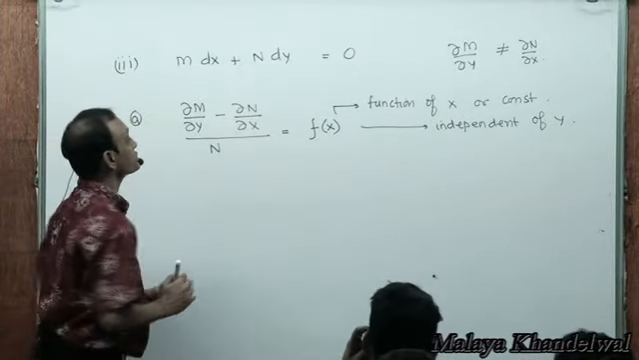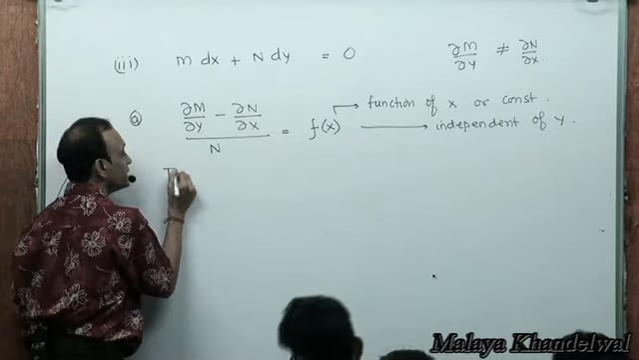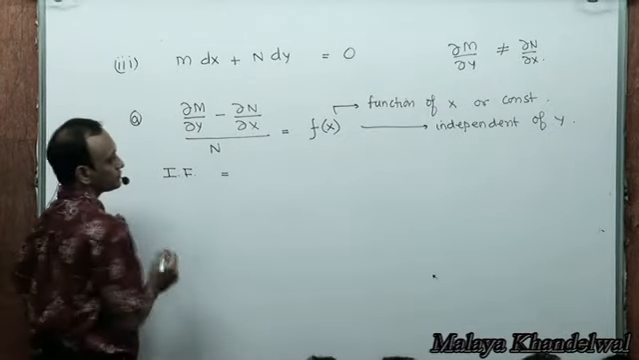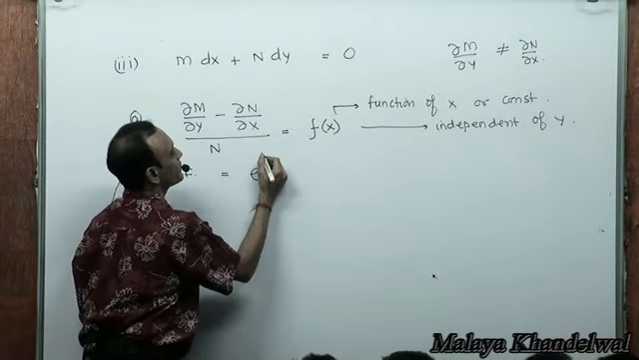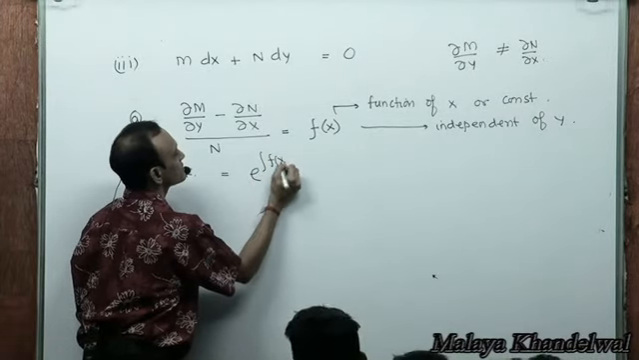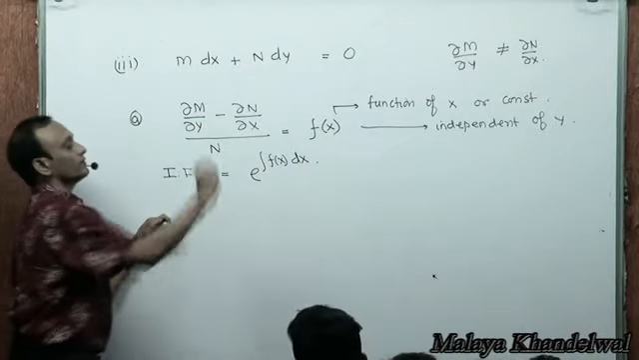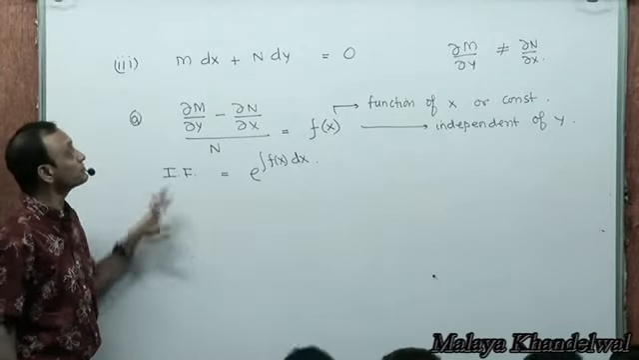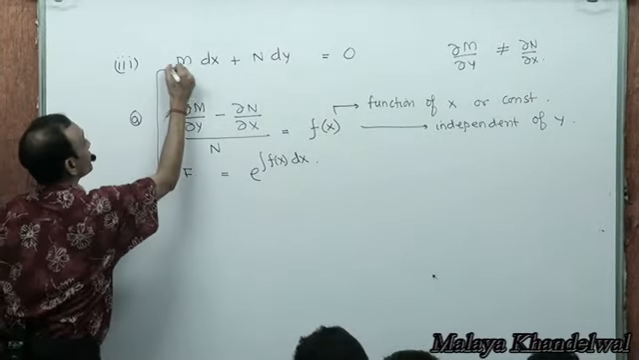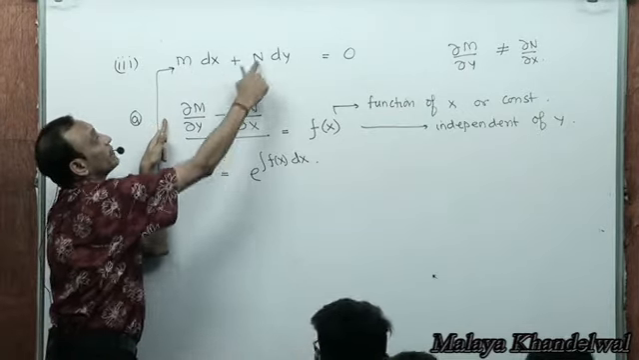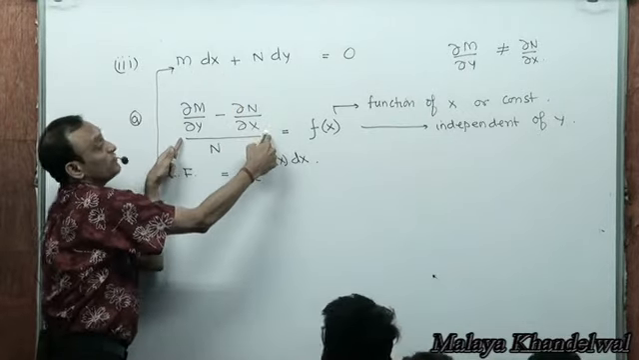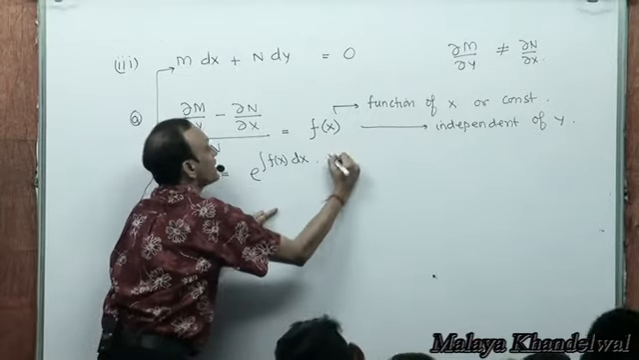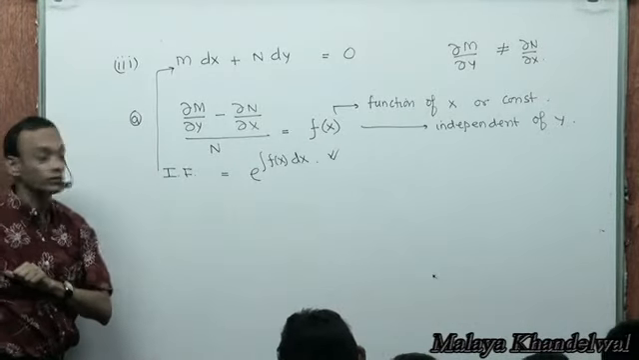Then the integrating factor for this is going to be e to the power integral f(x) dx. Integral f(x) dx is going to be the integrating factor for this differential equation. If (∂M/∂y minus ∂N/∂x) by N is independent of y, then e to the power integral f(x) dx is going to be the integrating factor, right?